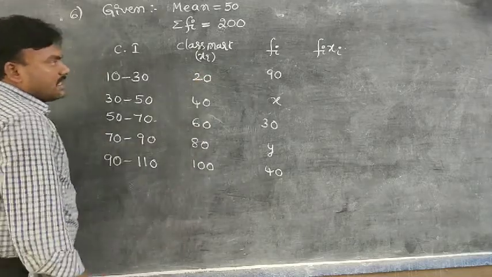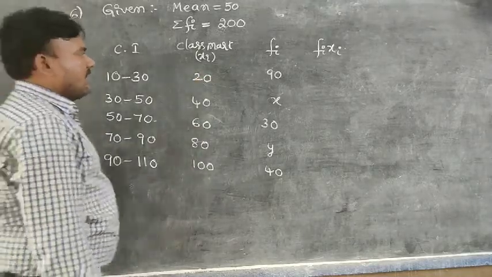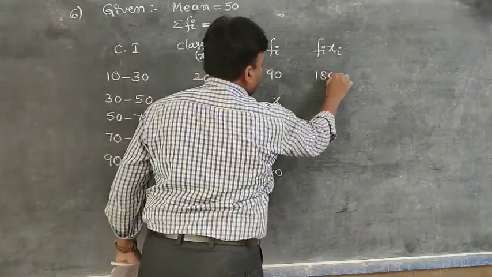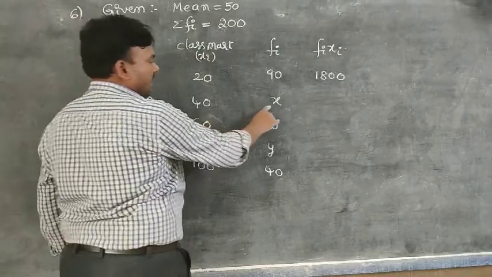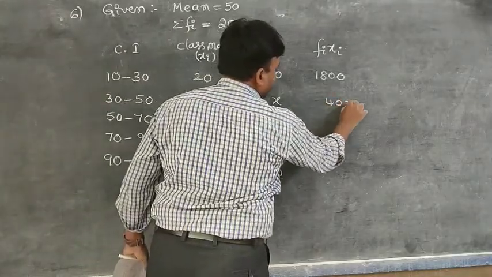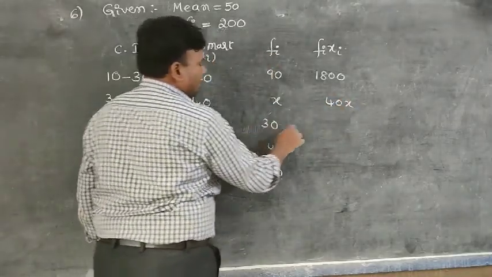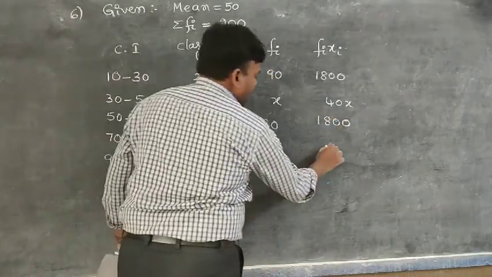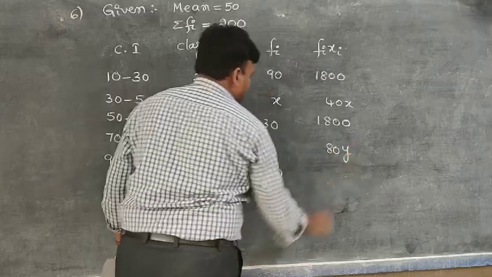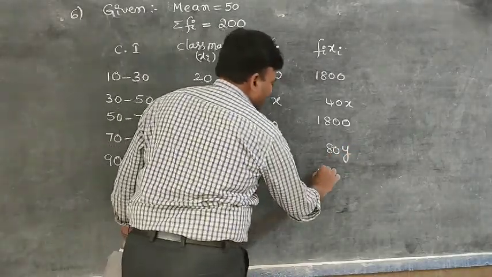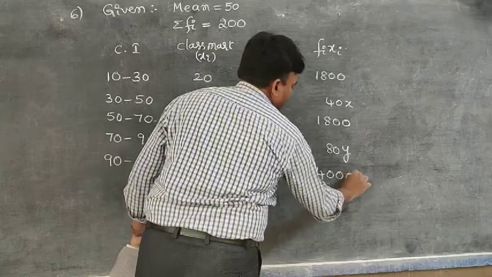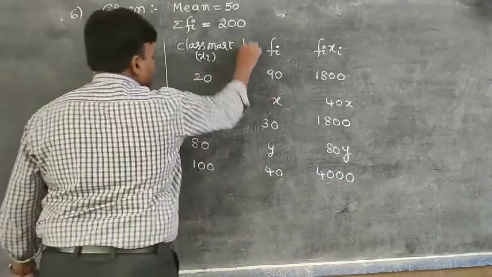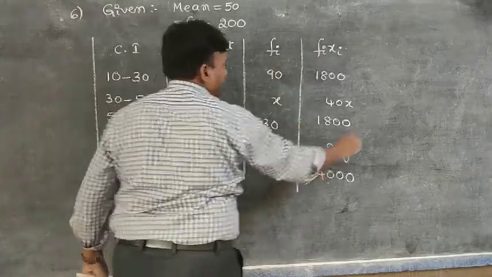These are the Fi values. So next, find the product of Fi and xi. 20 into 90, 1800. Next one, 40 into x, 40x. 60 into 30, 1800. 80 into y, 80y. Next one, 100 into 40, 4000. Right. So like this, draw vertical lines, so it is a good appearance of a table like this.